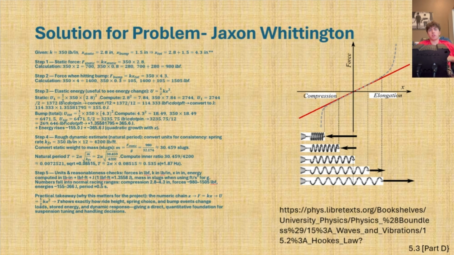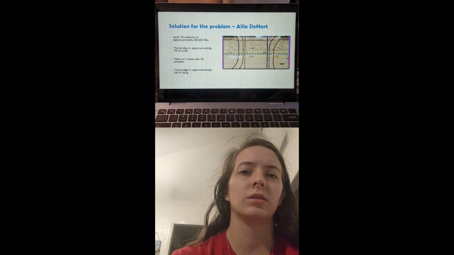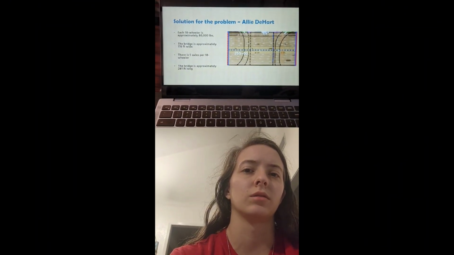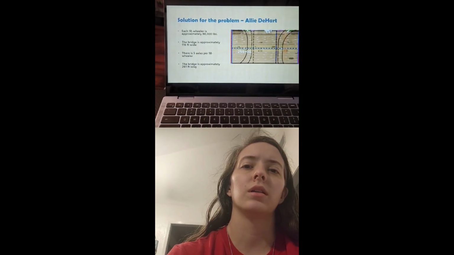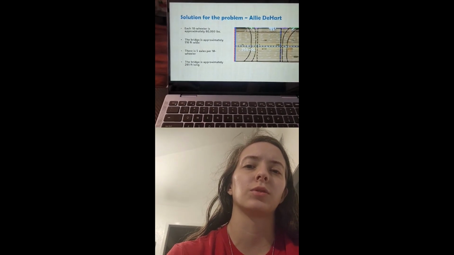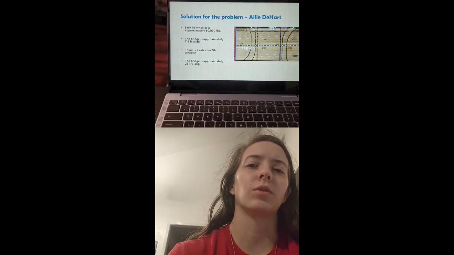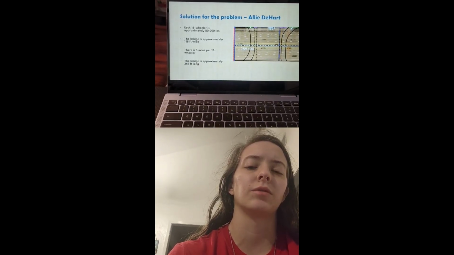After you go through all your unit conversions and find your masses, your natural period will come out to about half a second. Each 18-wheeler is approximately 80,000 pounds. The bridge is approximately 116 feet wide, and there are 5 axles per 18-wheeler. The bridge is approximately 261 feet long.